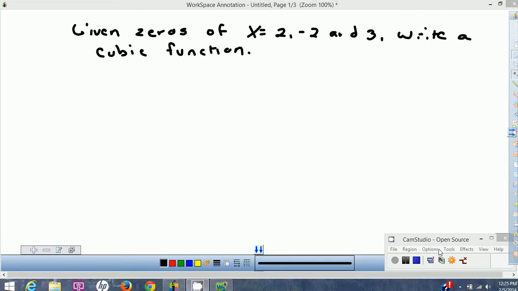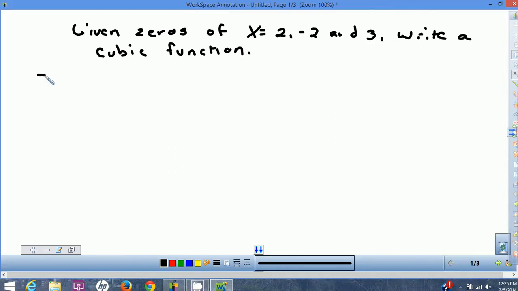But what happens when we are given just the zeros of the function and we're asked to write a polynomial from that? So the problem we're going to look at today is, given zeros of x equals 2, negative 2, and 3, write a cubic function. Now let me reiterate, this is a cubic function. There are technically lots of right answers here.